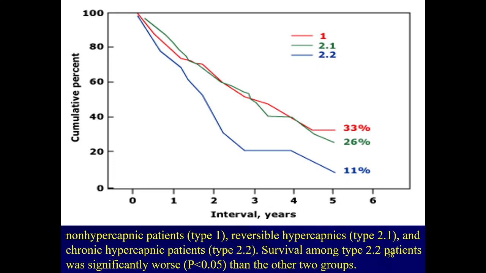This slide showed the effect of respiratory failure on mortality. Those on the red line, those who have non-hypercapnic type 1 respiratory failure, the survival after 5 or 6 years is about 33%. Those who have type 2 respiratory failure but reversible, those who have CO2 retention during exacerbation but after that have hypoxemic respiratory failure, the survival after 5 years is about 26%. While those who have permanent type 2 respiratory failure, which means hypoxemia plus hypercapnia, only 11% are alive after about 5 years.